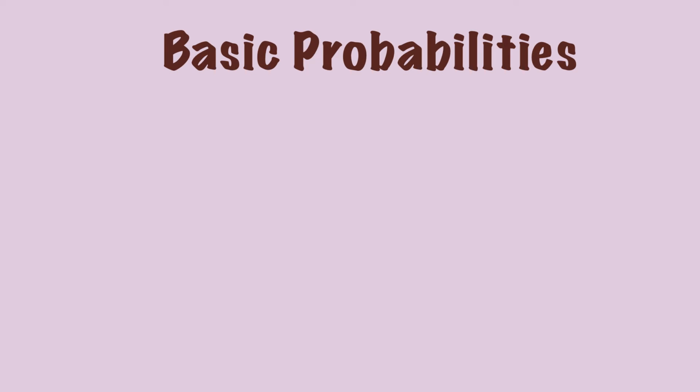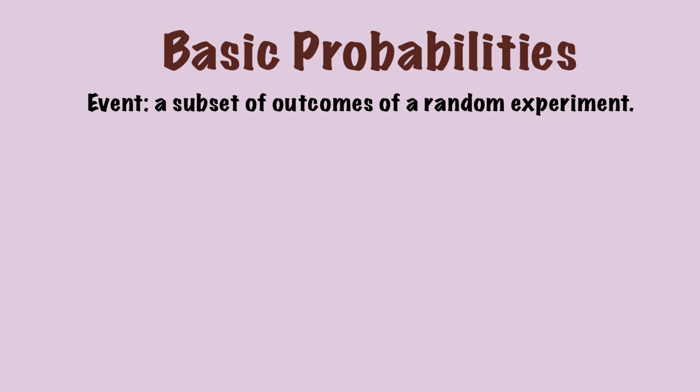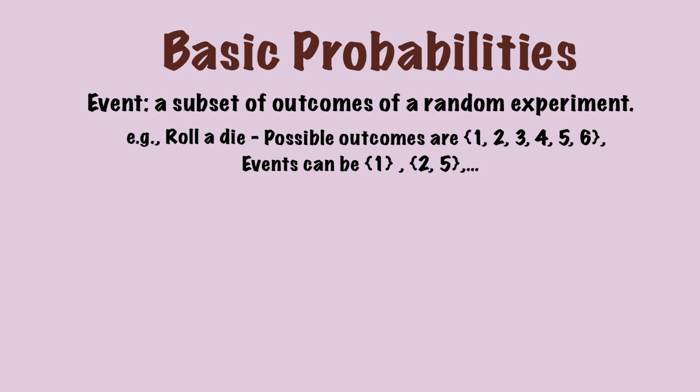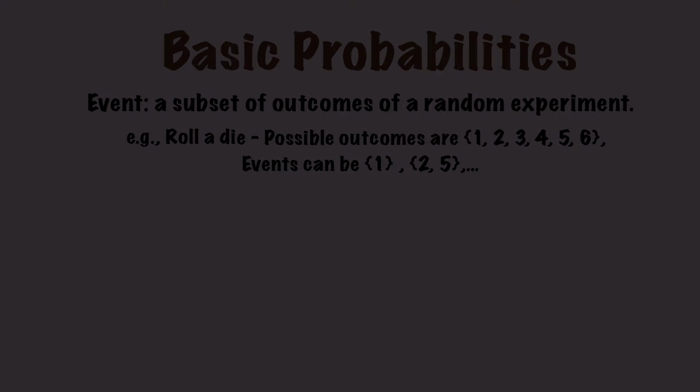Before we can discuss Naïve Bayes, we have to understand some basic terms of probability theory. First, an event is a subset of outcomes of a random experiment. For example, assuming the experiment is rolling a die, then all possible outcomes are 1, 2, 3, 4, 5, and 6. Then, events can be 1, or the union of 2 and 5, or any combination of outcomes.